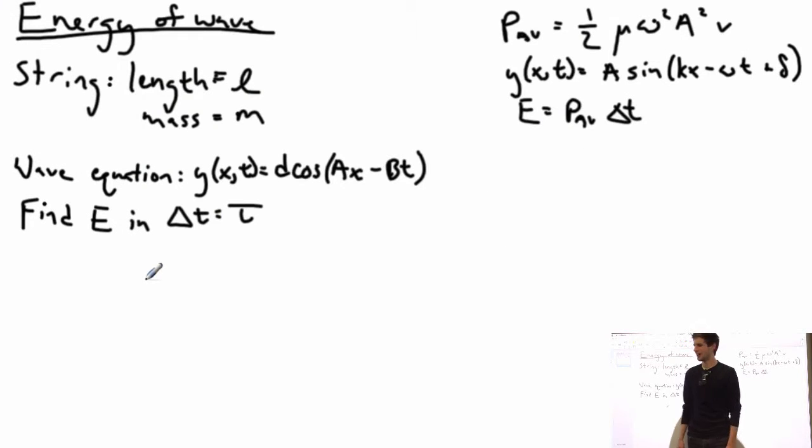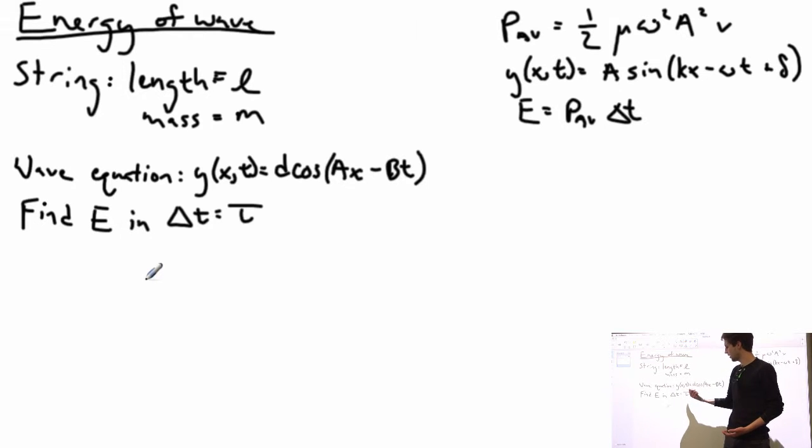Hi, I'm Rainer, and this week we're going to be talking about how to find a change in energy coming from a wave, or sort of the energy generated by a wave, we should say. So we've got a string, and the string has a length of L, and it has a mass of M. And we're also given a wave equation for this string, so we're told its y position as a function of its x position and its t position.